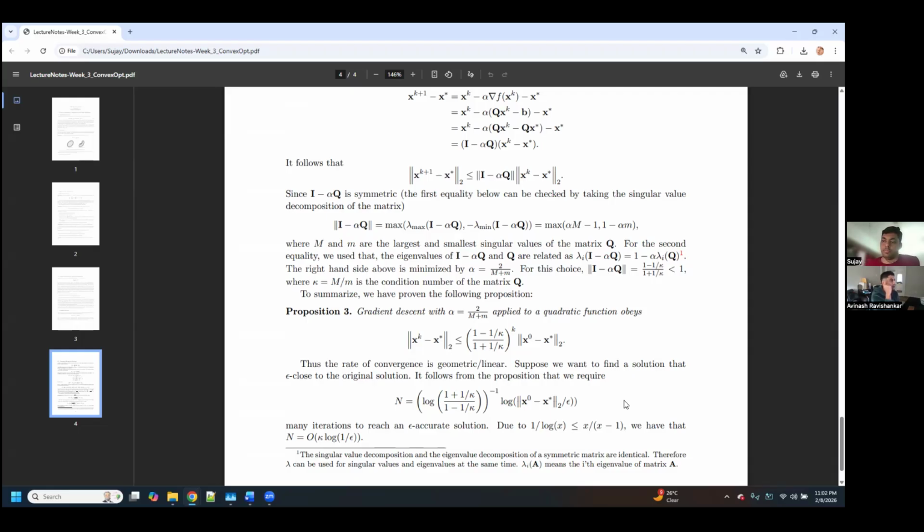Then conceptually, I don't understand the difference between kappa and the capital N. Those sound like the same thing. Not exactly. Capital N is the number of iterations you need to do, and we have derived some formula for that in terms of kappa. Kappa is the condition number, which tells us the ratio, and then we can say something based on that ratio. Okay.